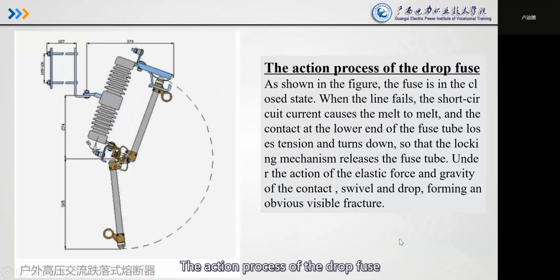The action process of the drop fuse. As shown in the figure, the fuse is in the closed state. When the line fails, the short circuit current causes the melt to melt, and the contact at the lower end of the fuse tube loosens, tensions, and turns down, so that the locking mechanism releases the fuse tube. Under the action of electric force and gravity, the contact swoops and drops, forming an obviously visible fracture.